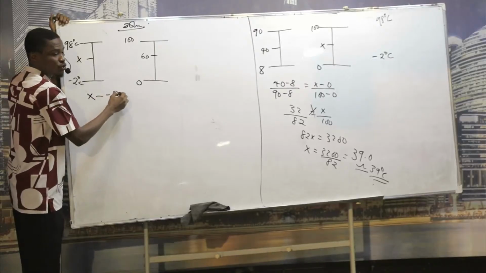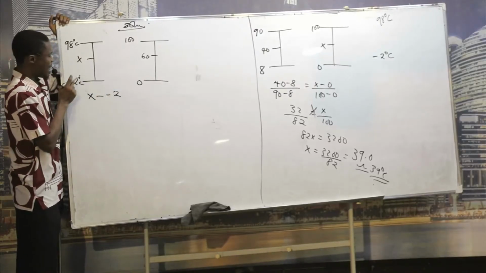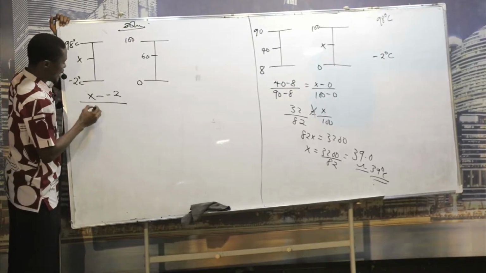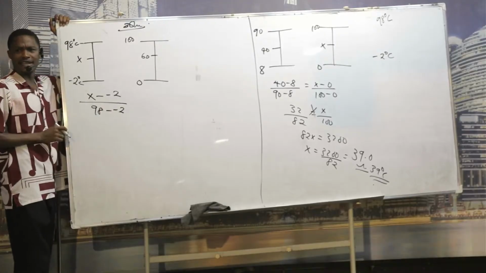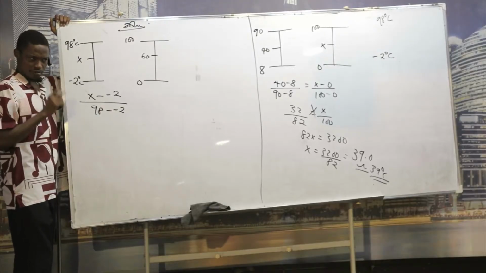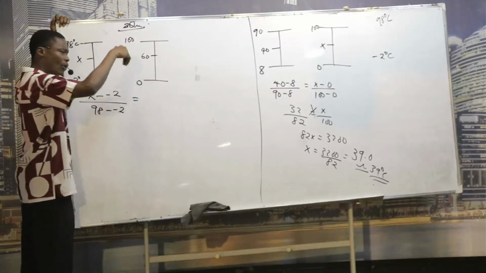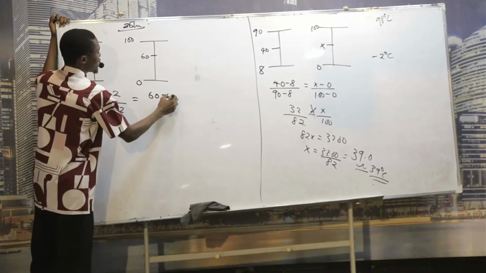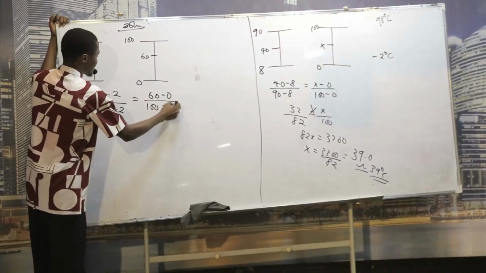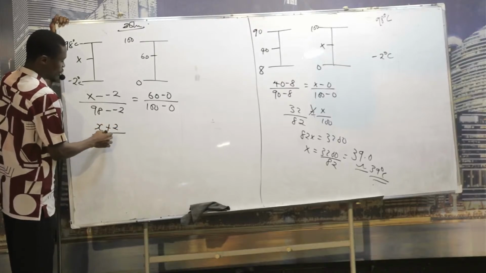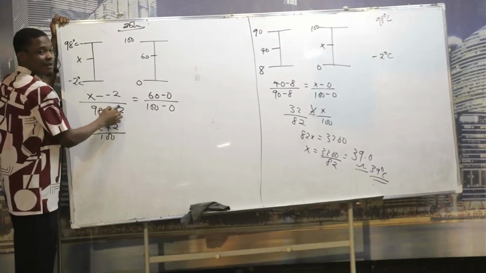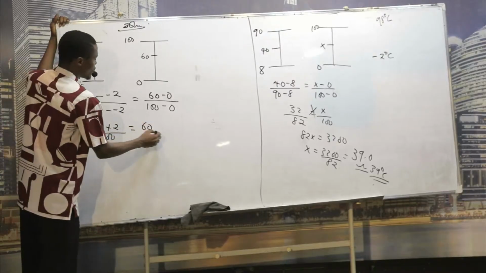Okay, let's do this. So I will say x. My small interval here is x minus 2. You know why it is minus? Because of this one. Then all over 98 minus 2. Then 60 minus 0 over 100 minus 0. So this is x plus 2 over 100, because 98 minus 2 is 100, equals 60 over 100.